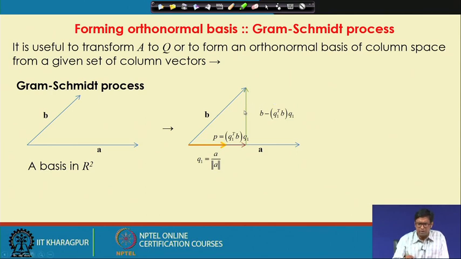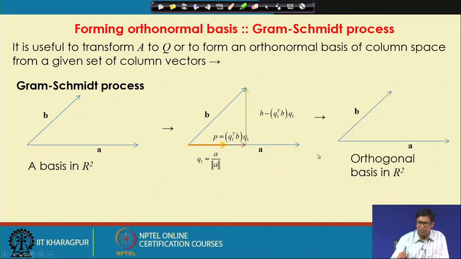This left out part should be perpendicular to the projected part p, or perpendicular to q1. So, now we can make another basis vector using the left out part. We have found q1 as one basis vector. Capital B, which is B minus q1 transpose B q1, is independent from q1, so they should also form a basis, and we will normalize it by dividing by its length.